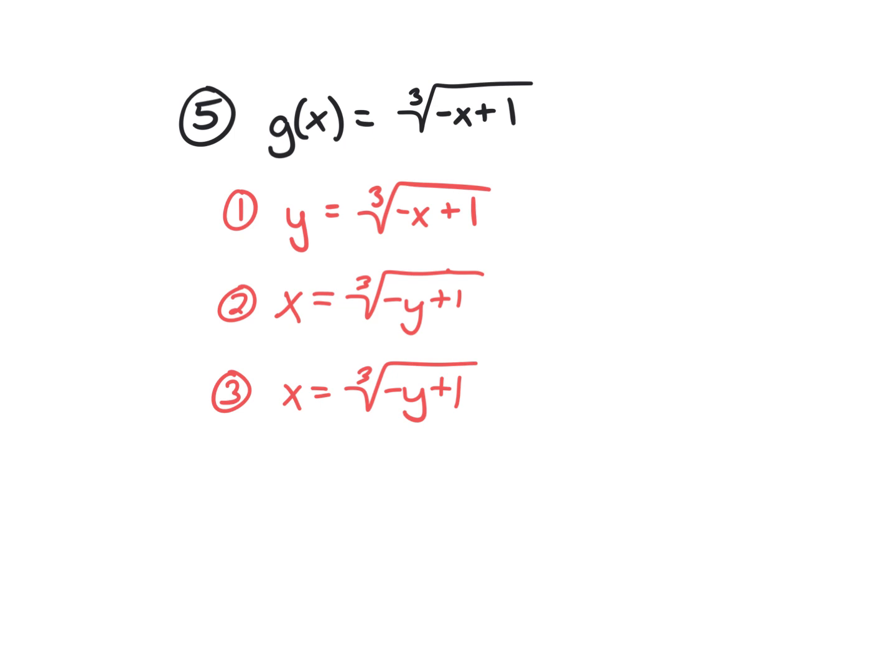We're going to cube it. Yep, you want to do whatever that root number is. So what I do to one side, do to the other. So I have x cubed equals, this side cancels, so I'm left with the inside, negative y plus 1.